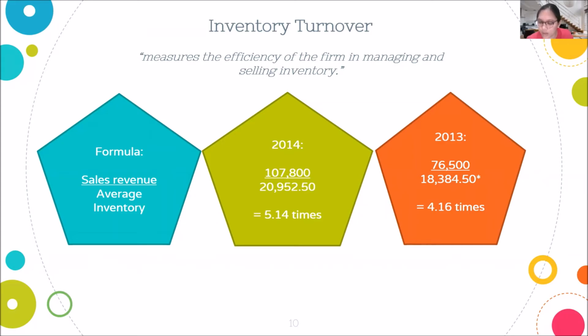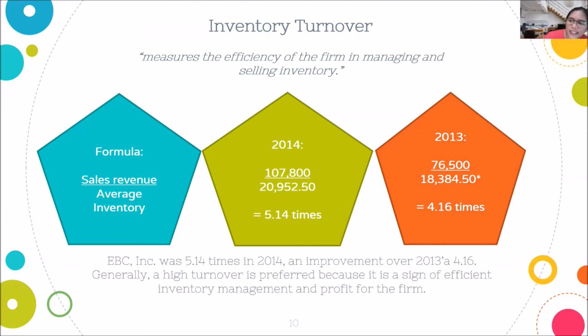So how much, how many? 5.14 minus 4.16. So that's 0.98. Well, it's just the same as with the fixed assets kanina. Yung fixed assets, it's 0.91. So what does it indicate? EBC Incorporated was 5.14 times in 2014, which is an improvement over 2013's 4.16. Generally, a high turnover is preferred because it is a sign of efficient inventory management and profit for the firm.